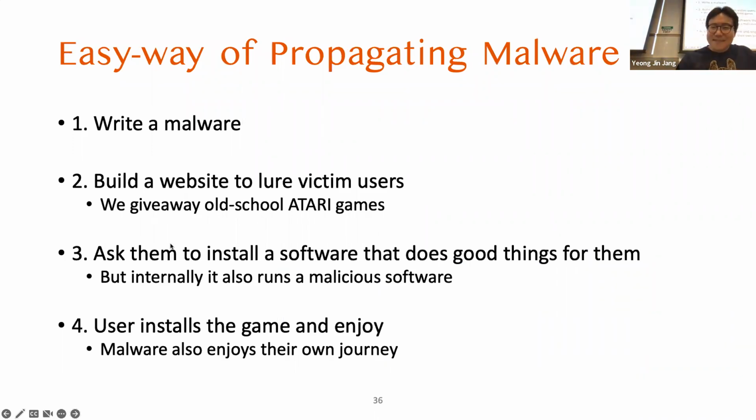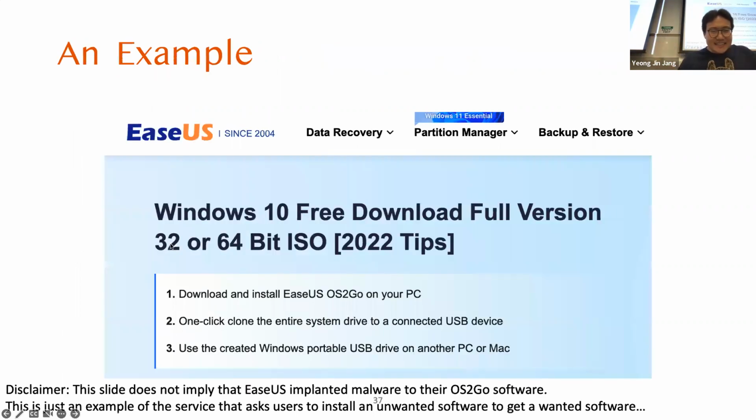Yeah, that happens. And this is one I just searched. I believe this is a legitimate service. What I searched for is Windows 10 free download on Google, and you can easily find this website. From here, I just want to download the disk image. But what they say is to download and install their own program.